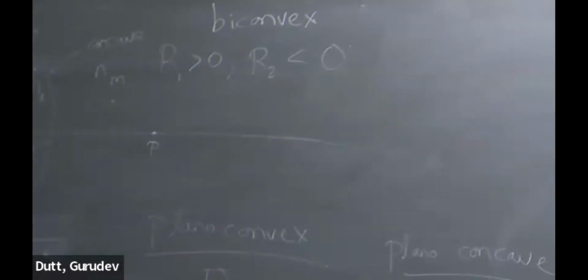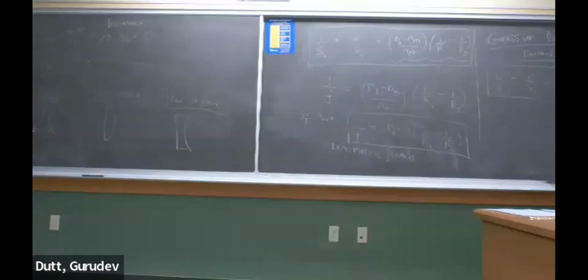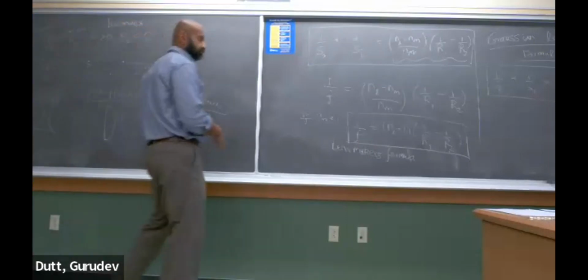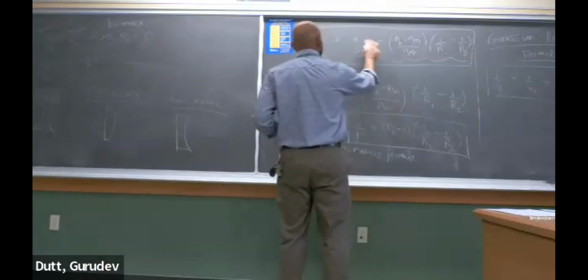Then you can have other lenses where both of the surfaces are curved in the same way. So you have meniscus lenses, as they're called, where instead of one being concave and one being convex, they're both curved the same way. So that's a meniscus lens. It comes into use in some situations when you're making microscope objectives and so on.